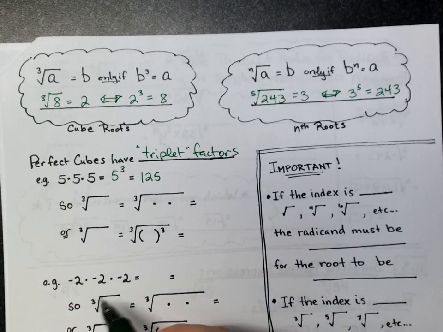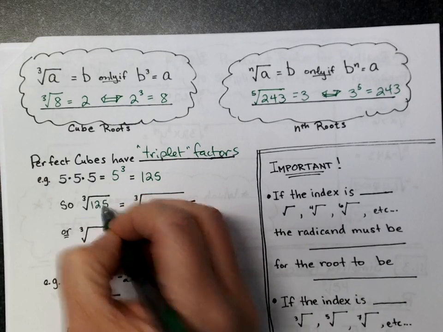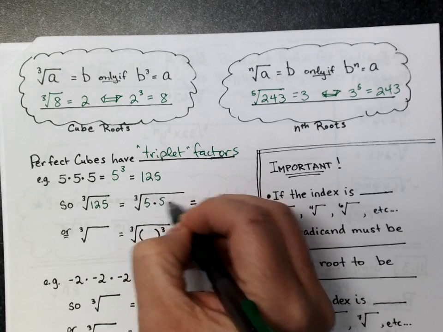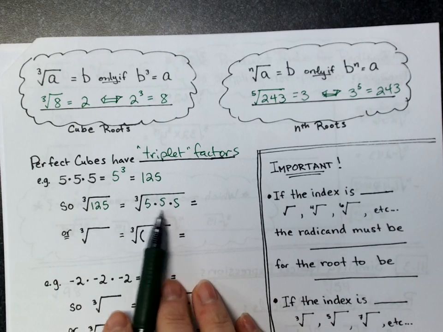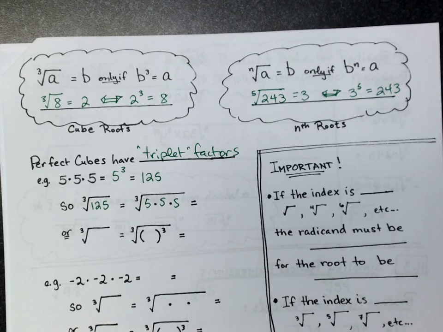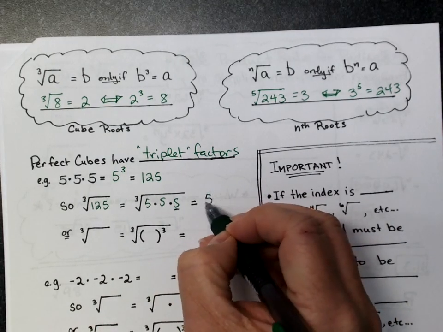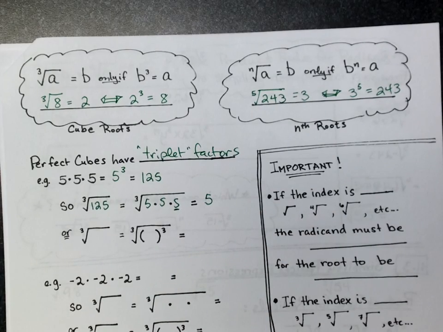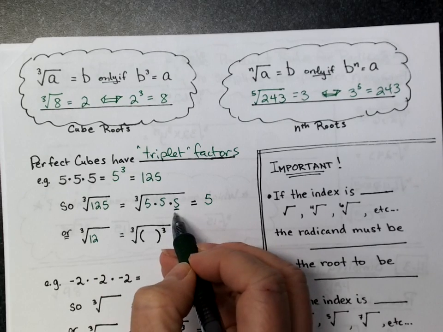Breaking that down, by the product and the power rule, the cube root of 125 is the same thing as 5 times 5 times 5 under the radical sign. We can break down anything into its factors. There are lots and lots of factors of 125. But if we can break it down into triplet factors, then one of those factors is the root. And that's the reverse product rule.